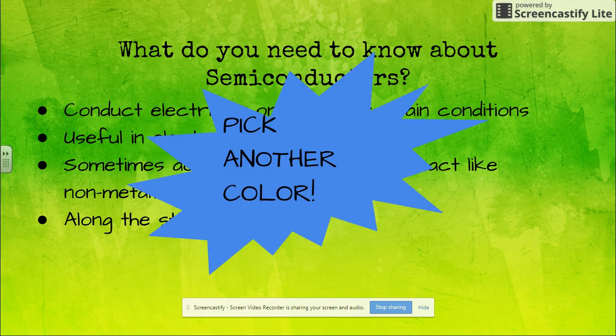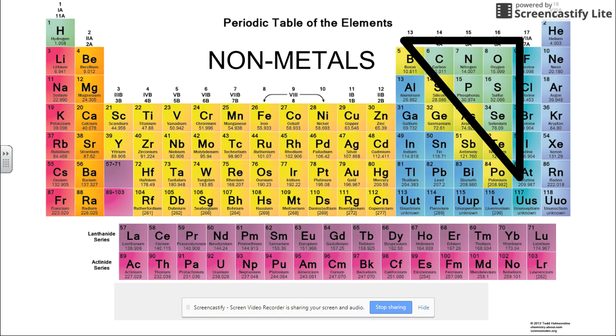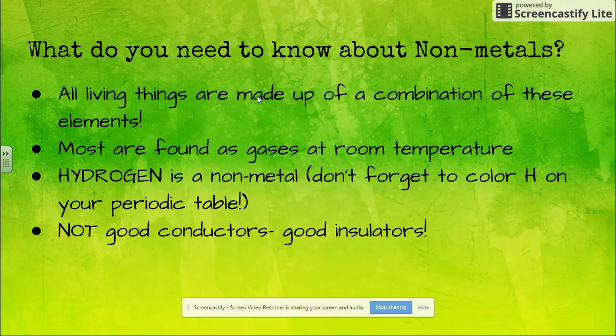Pick another color! All right, our nonmetals. So that's this little group right here. Be careful. Make sure you color the right ones in, and pause to color.